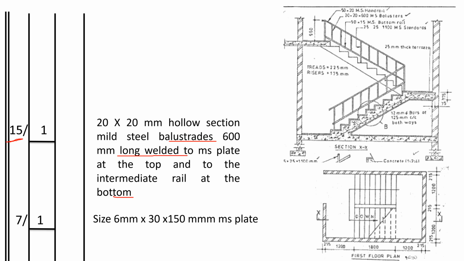Then we come to MS plates. MS plate, we have equal to the number of standards, because MS plates are found at the bottom of the standards. So we have 7, just like the standards. Then the size, they are 6 millimeters by 30 by 150 MS plates.